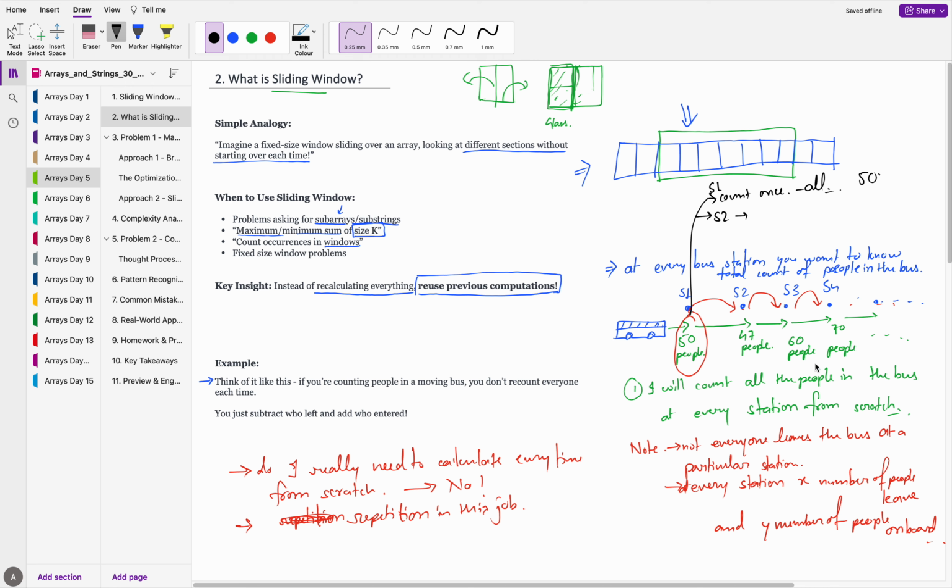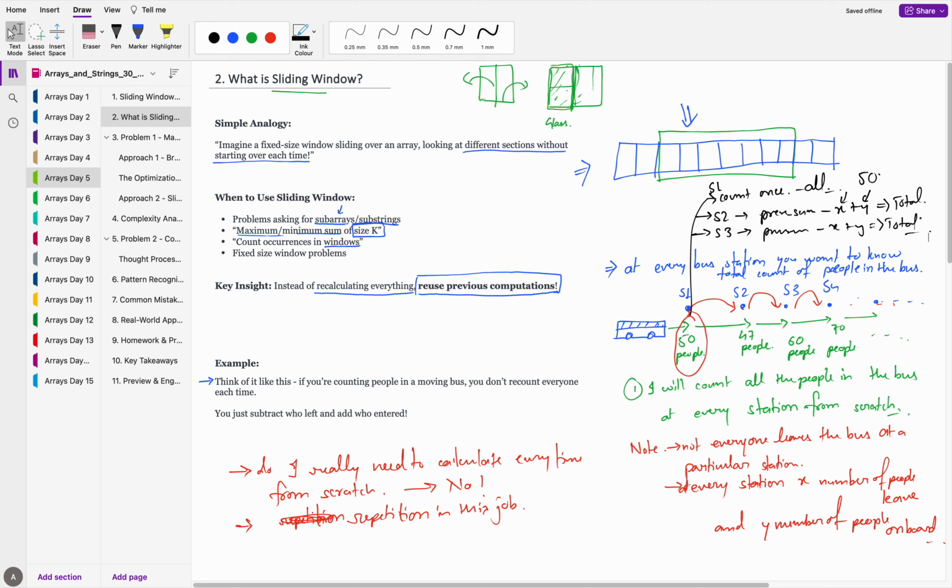So let's say the people who are leaving is X and the people who are onboarding is Y. So what will the total count be? Previous sum minus X plus Y will give me the total. Yes or no? I just need to know how many left and how many were added. Same for station number 3 also. Previous sum minus X plus Y equals the total.